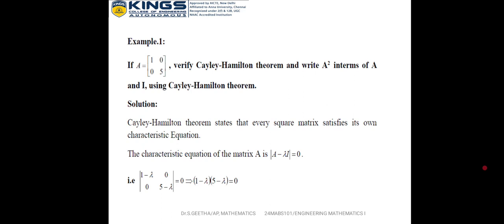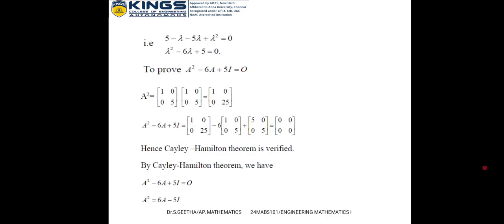So first we find the characteristic equation of the matrix. Since the matrix is 2 cross 2, we find the determinant of [1 minus lambda, 0; 0, 5 minus lambda] equal to 0. This is the characteristic equation of the given matrix A. On simplification we get (1 minus lambda)(5 minus lambda) equal to 0. Then we multiply these two terms. We have 5 minus lambda minus 5 lambda plus lambda square equal to 0. On simplification, it becomes lambda square minus 6 lambda plus 5 equal to 0.